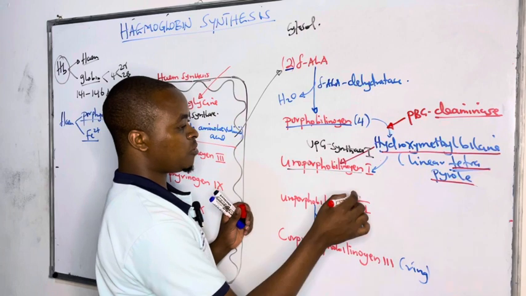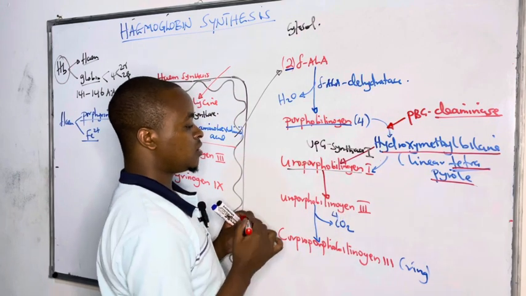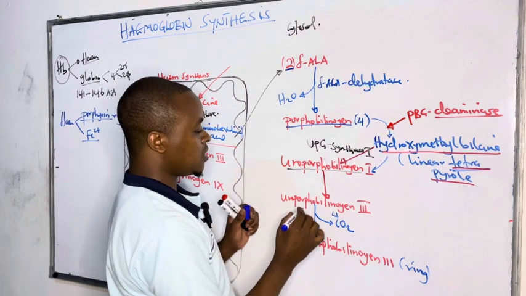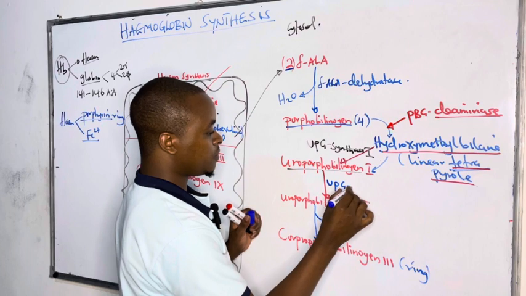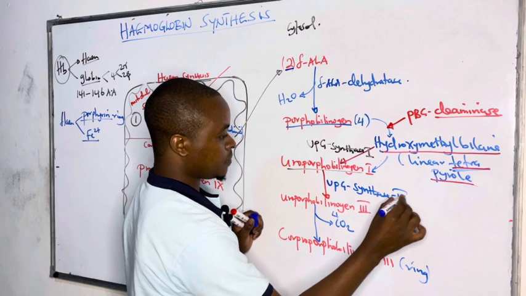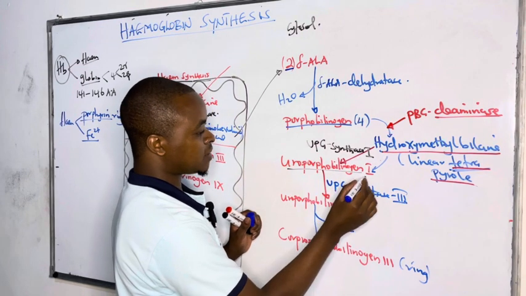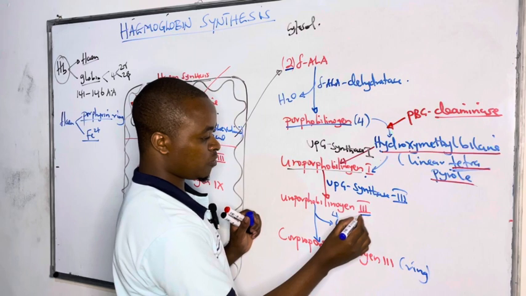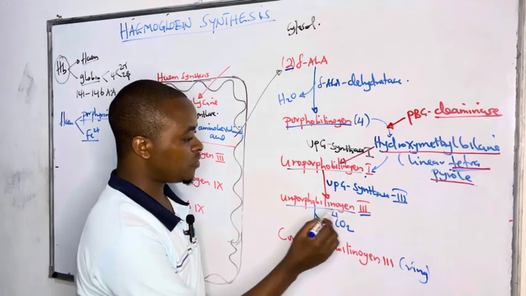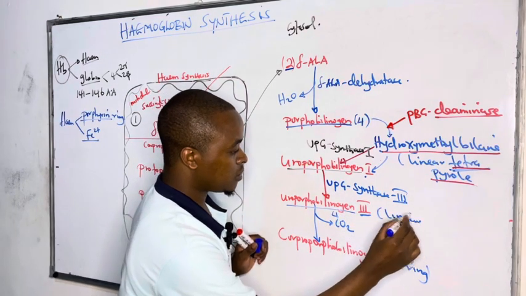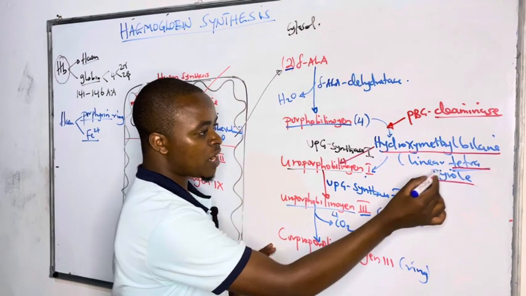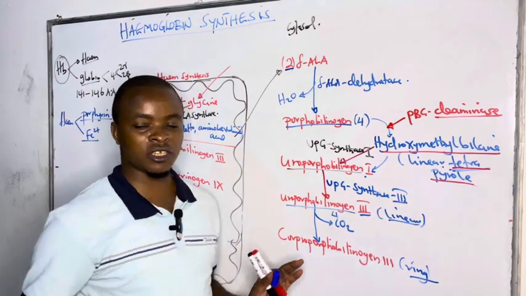And then this uroporphyrinogen 1 is converted to uroporphyrinogen 3 by a co-synthase, and this synthase is also known as uroporphyrinogen synthase type 3. It's the one that converts uroporphyrinogen type 1 to uroporphyrinogen type 3. And after forming uroporphyrinogen type 3, which is still a linear structure, it is now at this point whereby we are going to convert a linear structure of a tetrapyrrole into a ringed structure.